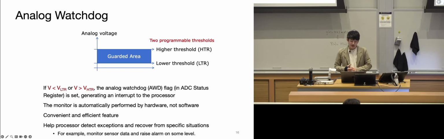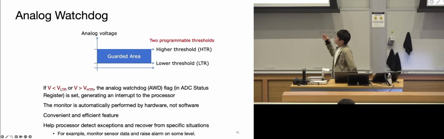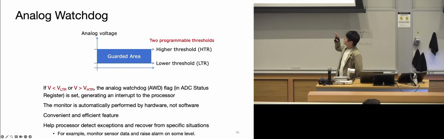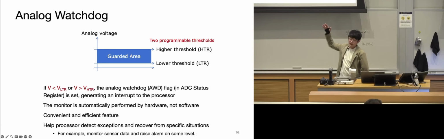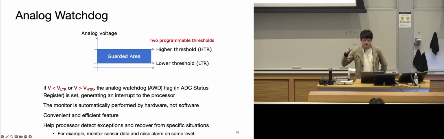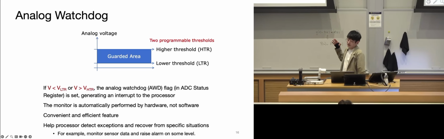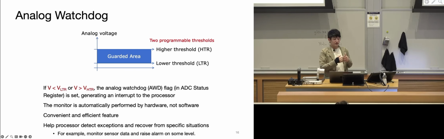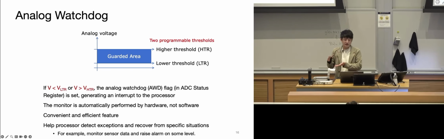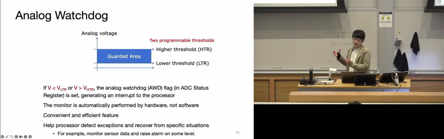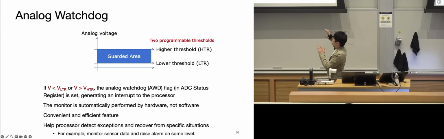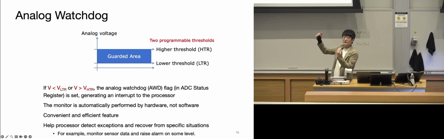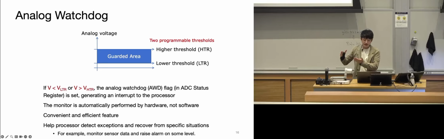And here is the watchdog. This is a pretty standard example. We have an area, and then we have a high threshold and a low threshold. This is usually hardware threshold monitoring. This analog watchdog will continuously check the ADC conversion result at very, very low power consumption, and raises a flag or interrupt if the measured value either goes outside of this guarded area or goes into this guarded area, depending on how you set it.